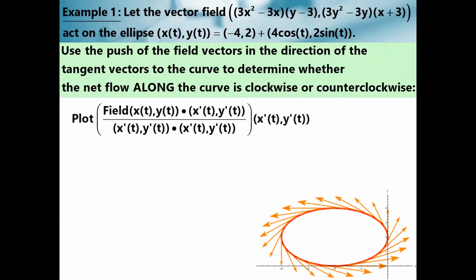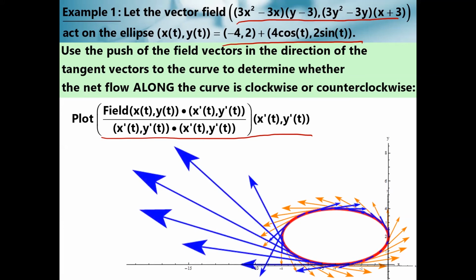All right, so let's see how we would actually use this to solve some problems. What I love about this chapter is it's going to be a little bit lighter on calculation and a little bit heavier on visual analysis, visual inspection. So let's continue with the same vector field and the same ellipse. And we're going to plot these vectors that we just defined. We're going to plot the push of the field vectors in the direction of the tangent vector. We're breaking down our field vectors into tangent and normal components. Let's look at the tangent components.